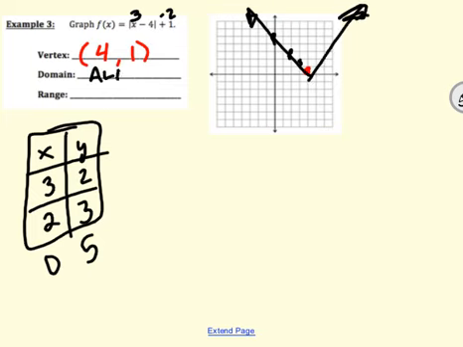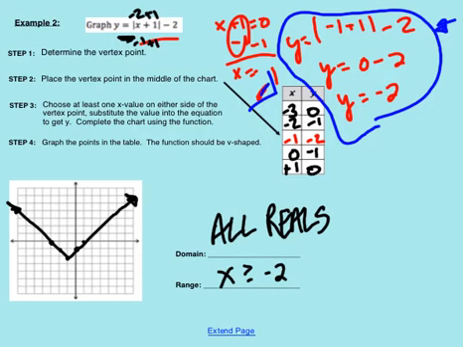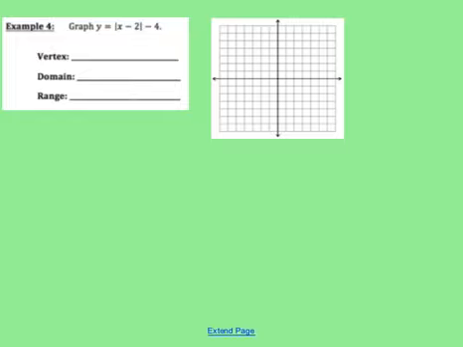Domain, all reals. It's going to go on forever. And y here is just going to be greater than or equal to 1 this time, because that's the lowest point in your vertex, because that goes positive. If I went back, I think I wrote x is greater than, that should be y is greater than negative 2, because that's what we use for range values.